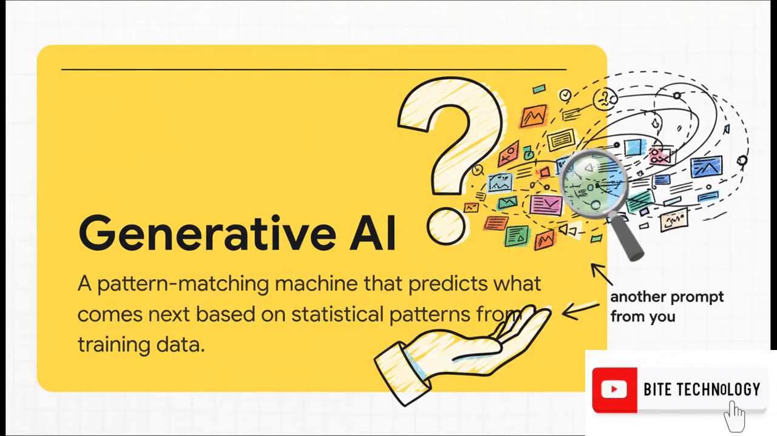So how does it actually work? Well, at its core, generative AI is really just an incredibly sophisticated pattern matching machine. It's learned all these statistical relationships between words or pixels or sounds from just massive, massive data sets. So when you give it a prompt, it's making a highly educated guess about what should come next. But here's the key. Its job ends right there, with that single piece of content. To do anything more, it always needs another prompt from you.